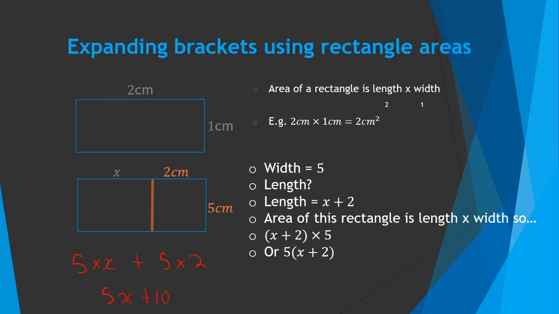The reason why this is important is because if I somehow manage to find the length of x, I can just substitute it into here and I can find out what the area is. So let's just say that x equals 3. Then I can say 5 times 3 plus 10 is what my area is. So 5 times 3 is 15, plus 10 is 25 centimeters squared.